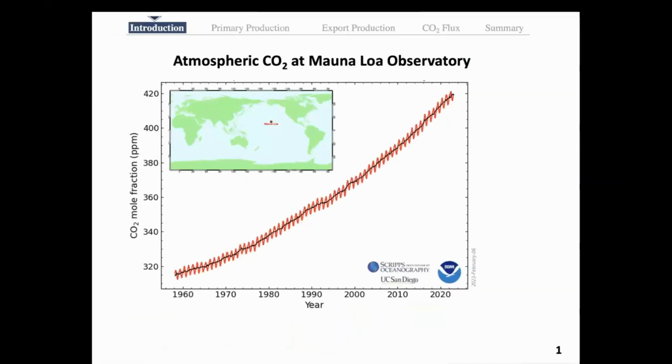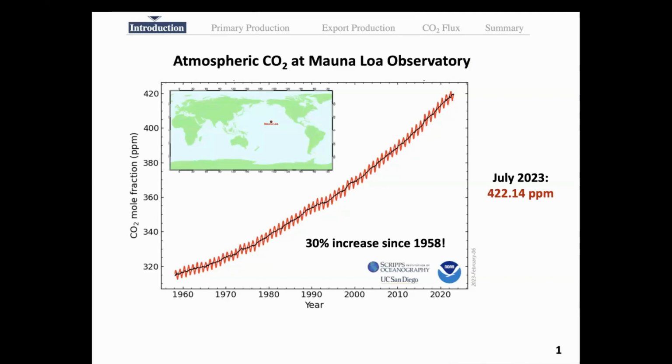Let's start with the story regarding the continued increase in atmospheric CO2. I checked the most recent record. As you can see, it has reached 422 ppm, which is about a 30% increase compared to the earlier record back in 1960.